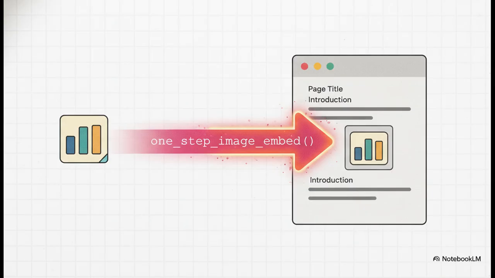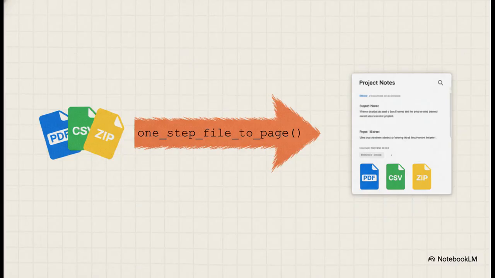So let's say you want to automatically drop a chart or maybe a screenshot into a report page you're building. You just use one-step image embed, point it to your page and the image file on your computer, and bam, it's embedded right there in the page body. And it works the same way for any other kind of file. Maybe your script just generated a PDF report or a CSV file. You can attach it directly to a Notion page using its own simple one-step function.